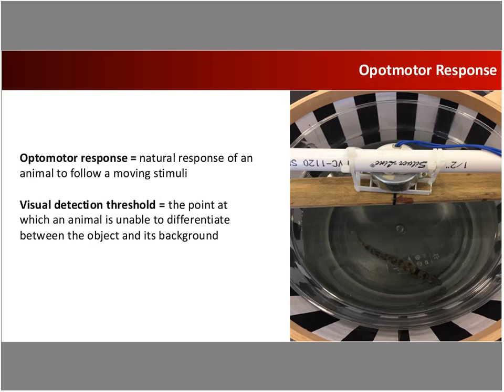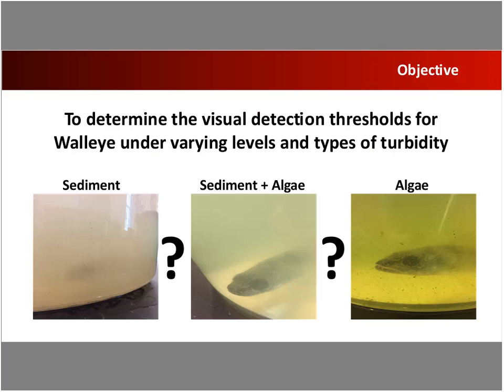The visual detection threshold is the point at which an animal is unable to differentiate between an object and its background. So as you increase turbidity in the water, it will reach a certain state, what we consider an endpoint, at which the walleye will be unable to follow the stripes and will stop spinning in a circular motion. The overall objective of our project was to determine the visual detection threshold for walleye under varying turbidity types and turbidity levels.